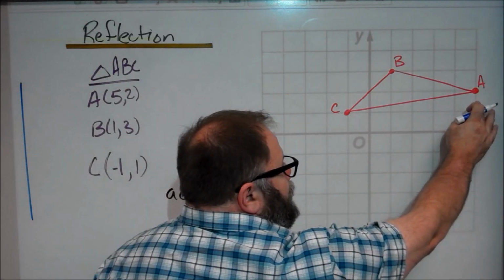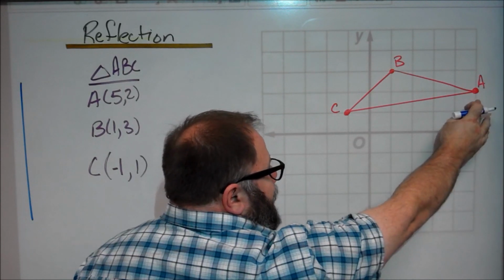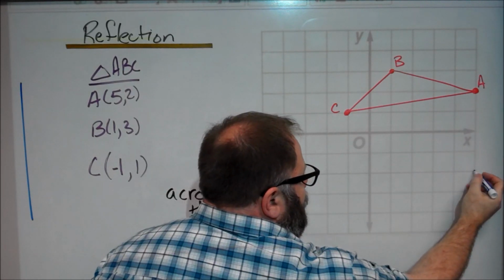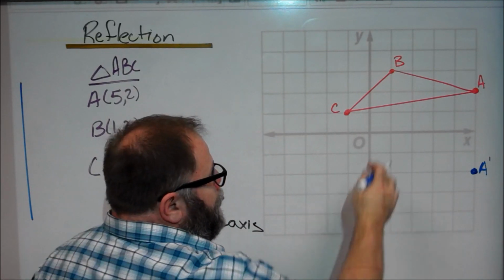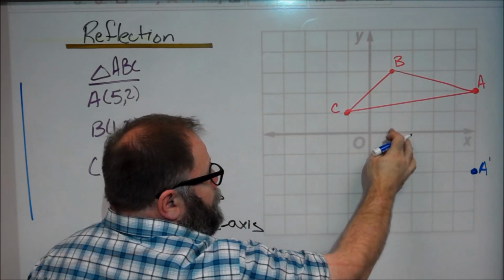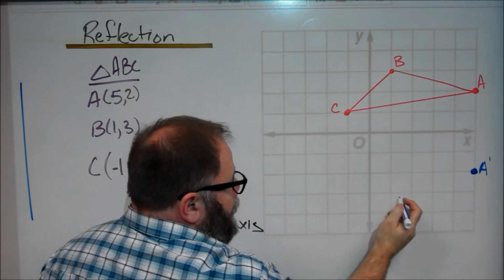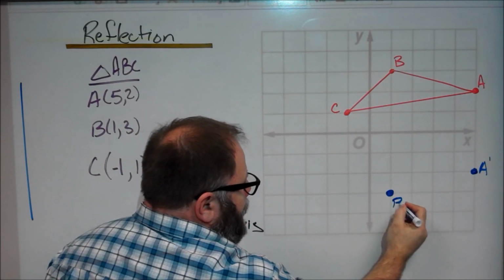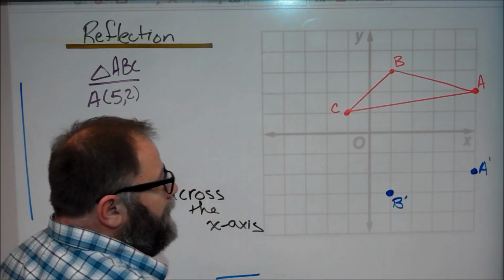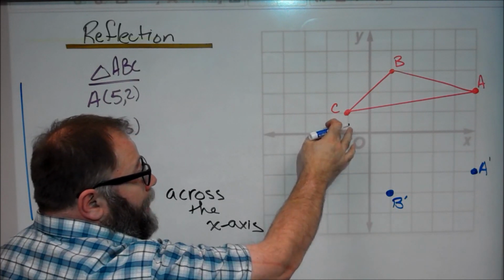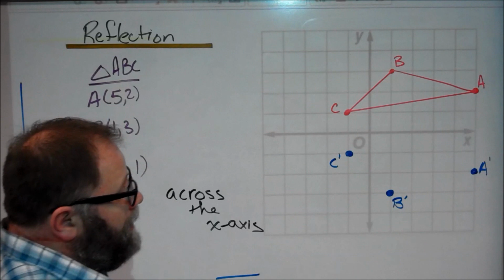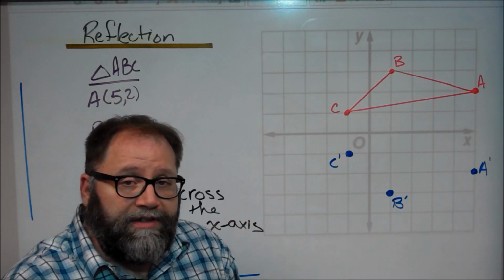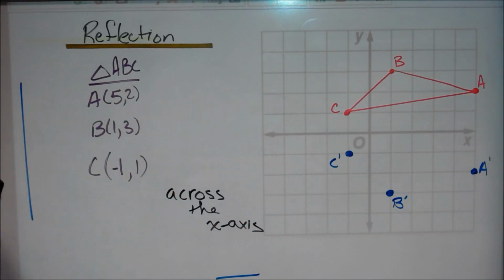So here I'm 2 points above the x-axis. My x is not going to change, but I'm going to put my point in here. This will be A prime. Here's B, which is 1, 2, 3 above. So I go 3 below. There's B prime. C is 1 above the x, which means I'm going to put C prime 1 below x on the same x. And then let's connect our lines.